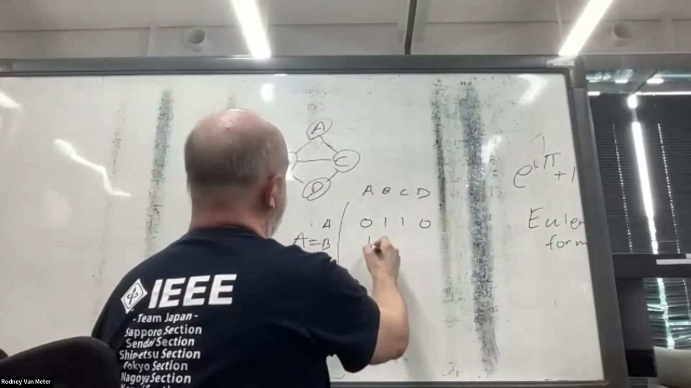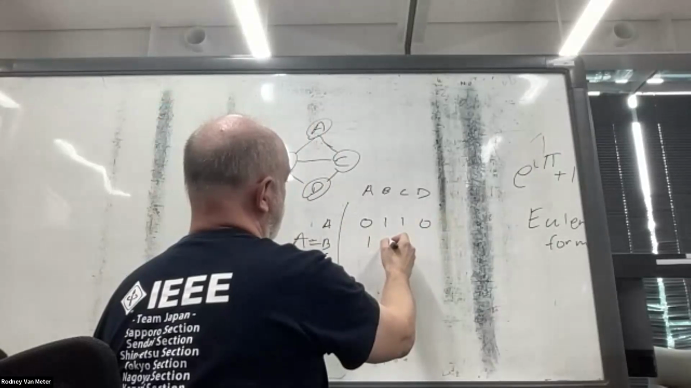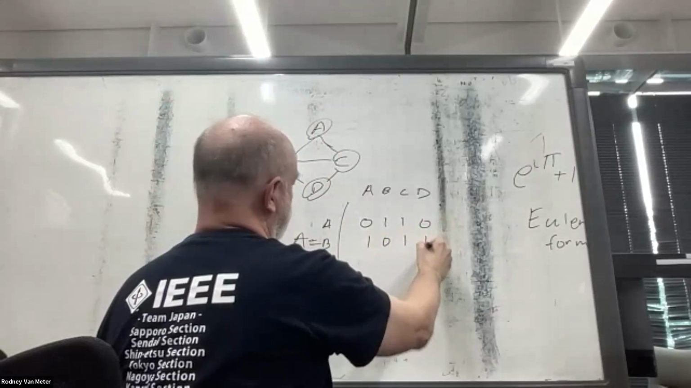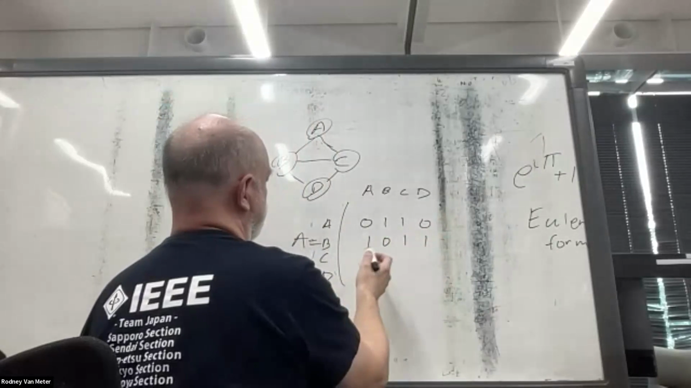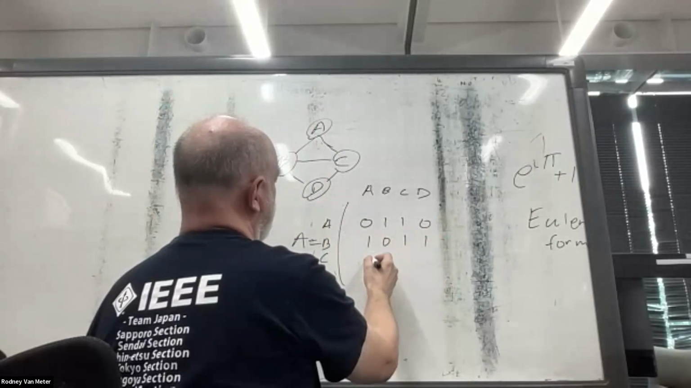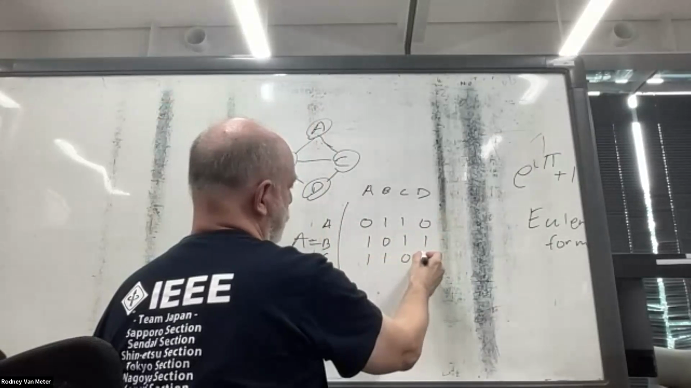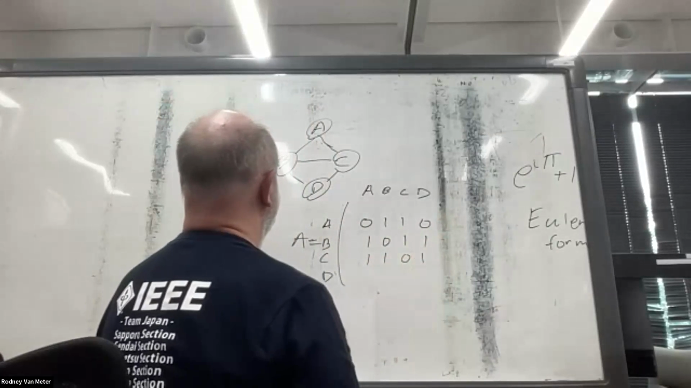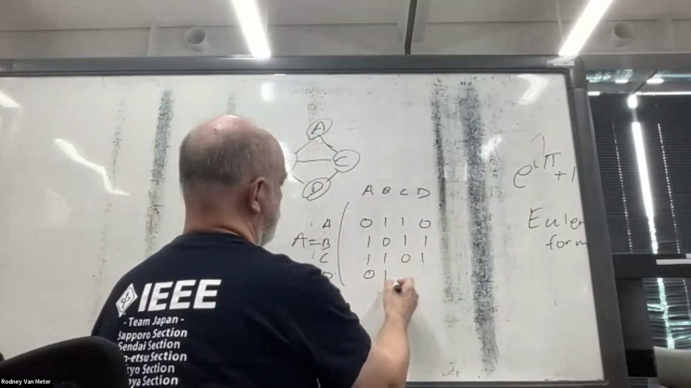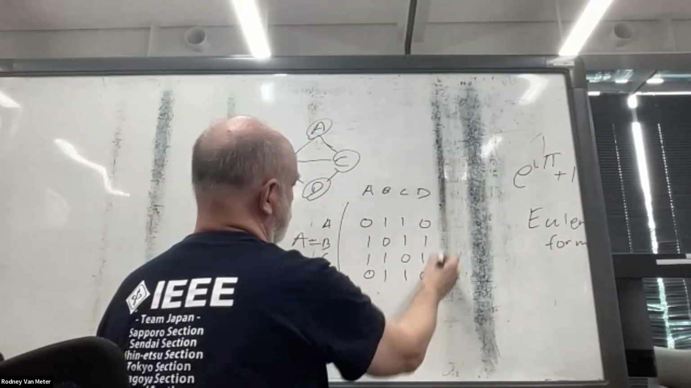From B to A, yes. B to B, no. B to C, yes. And B to D, yes. C to A, yes. C to B, yes. C to C, no. And C to D, yes. And D to A, no. D to B, yes. D to C, yes. And D to D, no.